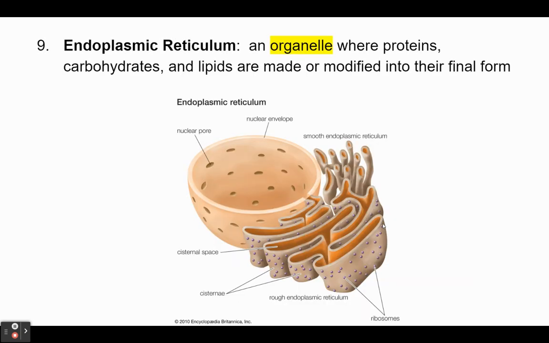Our ninth structure is the endoplasmic reticulum. Practice saying that. It's really fun to say, the endoplasmic reticulum. This is an organelle where proteins, carbohydrates, and lipids are made or modified into their final form.